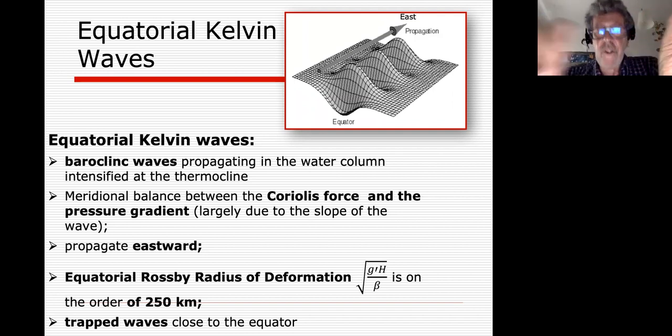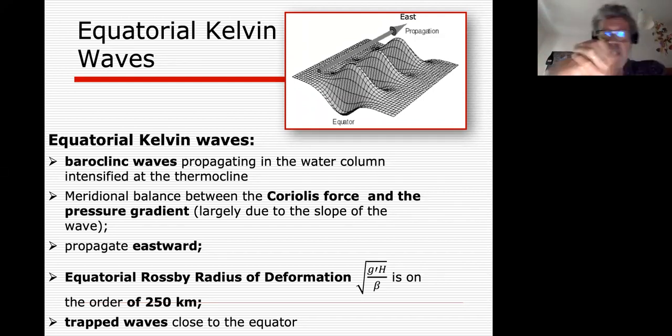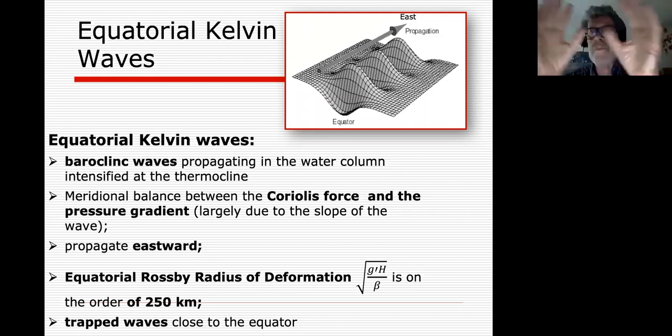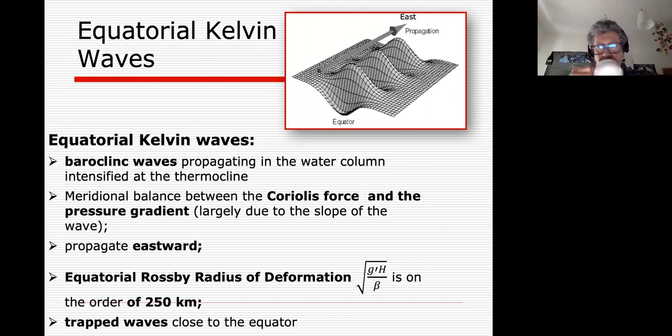Because the Coriolis force, if the propagation is on the opposite side, will not counterbalance the pressure gradient. We have the same intensity, but the direction is the opposite. So we wouldn't have any balance between pressure gradient and Coriolis going westward. So this is one specific feature that is good to keep in mind.